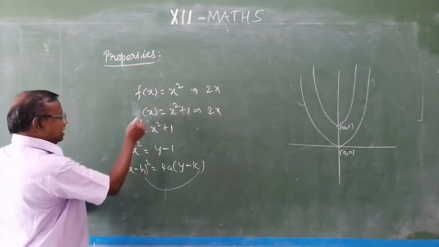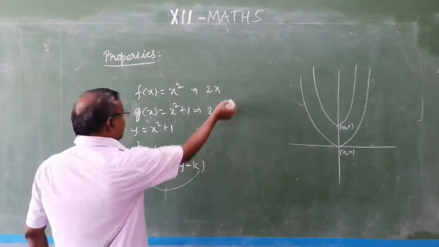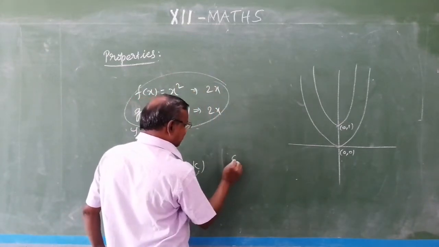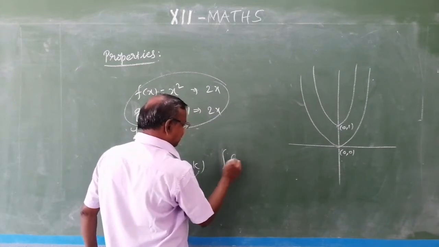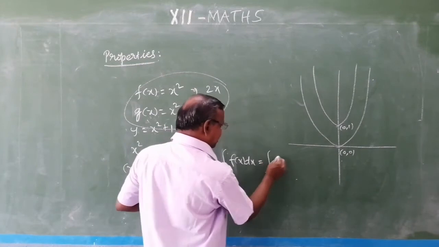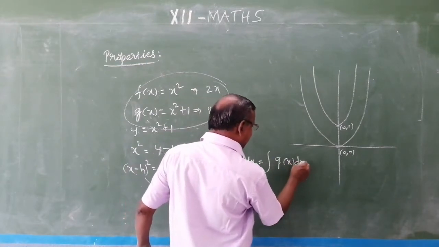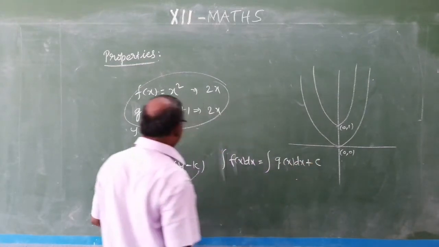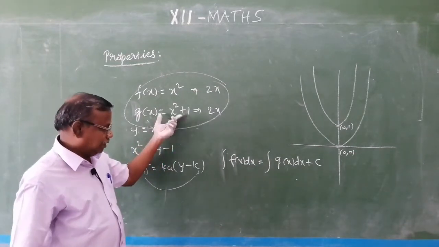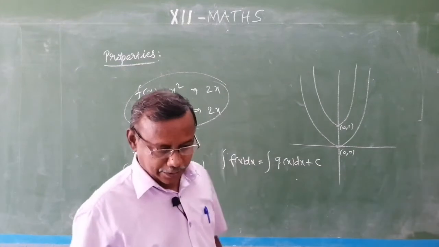So, let this be g of x. These are considered as equivalent. In this case, integral f of x dx equals integral g of x dx plus c. We can write in the antiderivative, that is, we can put 1 plus c. So, this is the first property.